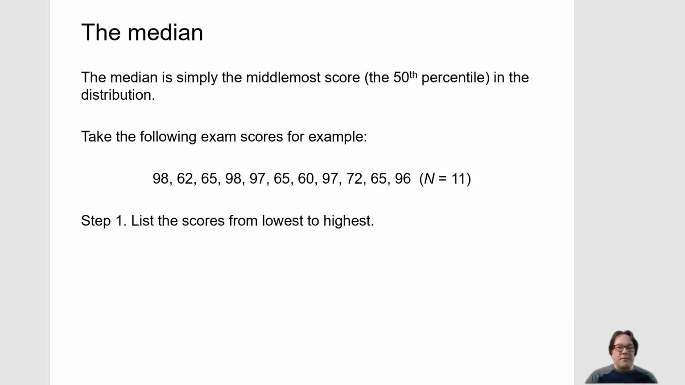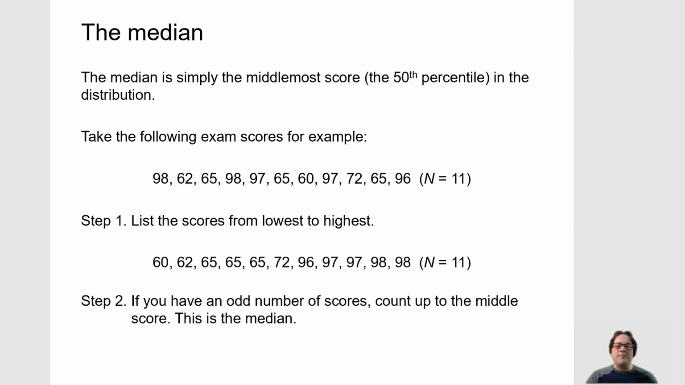The first step is to list these scores, the scores that appear in this distribution, from lowest to highest. Right? So starting with the lowest score of 60 and listing them in order all the way up to our highest score of 98. Okay?